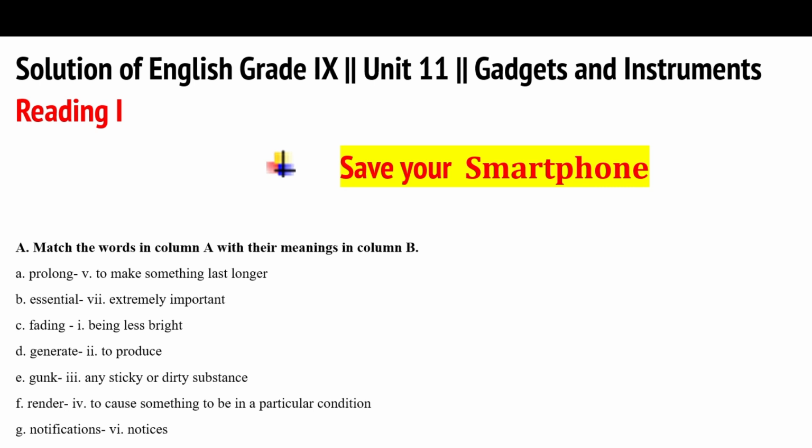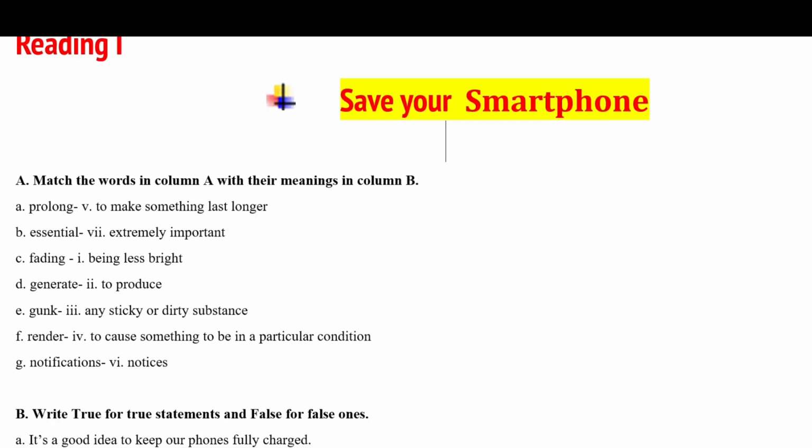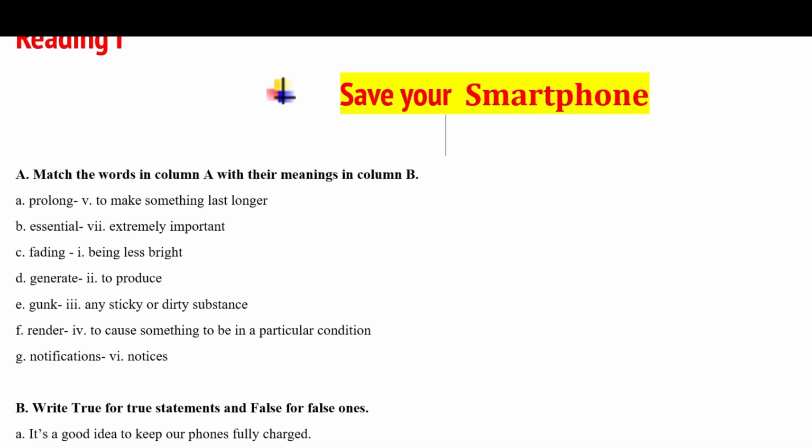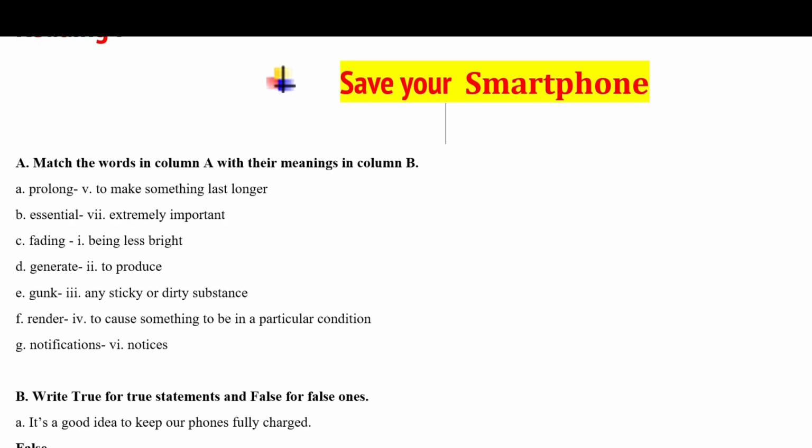A. Match the words in column A with their meanings in column B. A. Prolong, to make something last longer. B. Essential, extremely important. C. Fading, being less bright. D. Generate, to produce. E. Gunk, any sticky or dirty substance. F. Render, to cause something to be in a particular condition. G. Notifications, notices.